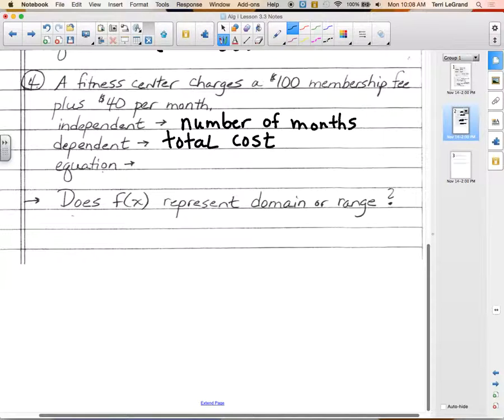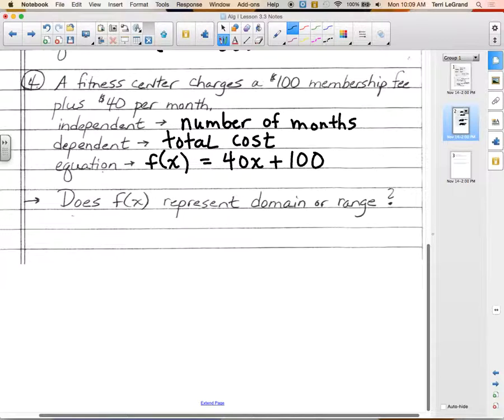When is it for the first month? When is it for the first month? 140. When you put 1 in for x, right? 140. If you want to know how much it's going to cost you for 6 months, you put 6 into the function rule of x, and you would evaluate. And since they want it in function notation, we'll set it equal to f of x. So our function rule, 40x plus 100. $40 every month, x representing how many months you're going to be going there, plus the 100, the one-time membership fee. You only want to pay that once.